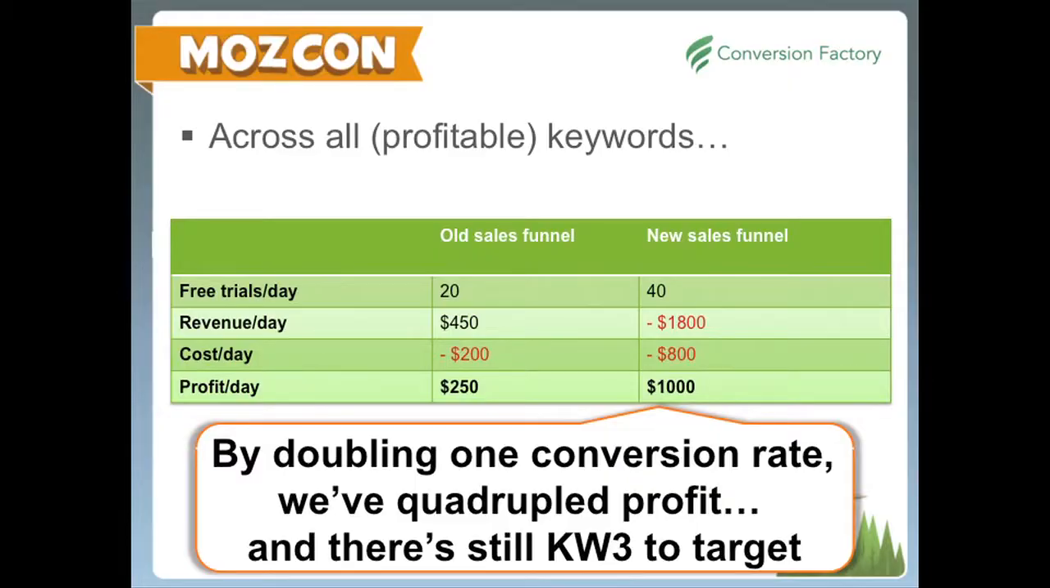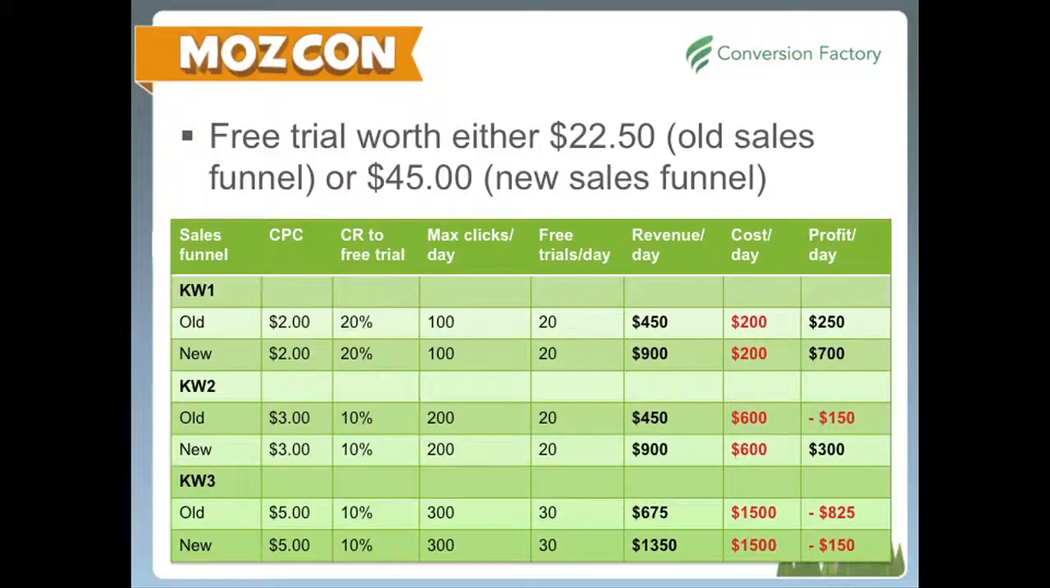Because when we apply this across all profitable keywords and we look at the data from the 2 sales funnels, on the left, we were making $250 per day, but on the right, we're now making $1,000 simply because we can bid on the extra keyword. So that means by doubling the conversion rate at one small point of the sales funnel, we've quadrupled the profit.